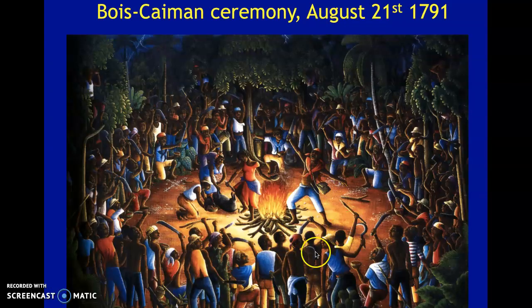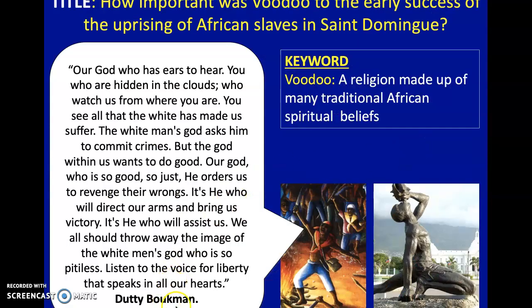Now, this man here is a key figure for today's lesson. His name was Dutty Boukman, D-U-T-T-Y, Boukman, you can see there. He was a person who gave the special speech at the beginning of this Bois Caïman ceremony. He was a voodoo priest, and that's a key word for today's lesson. I want you to write down.